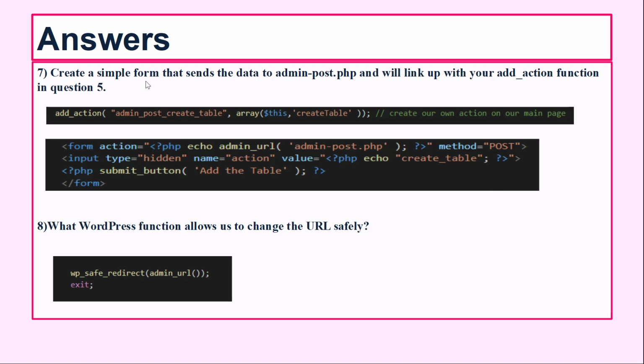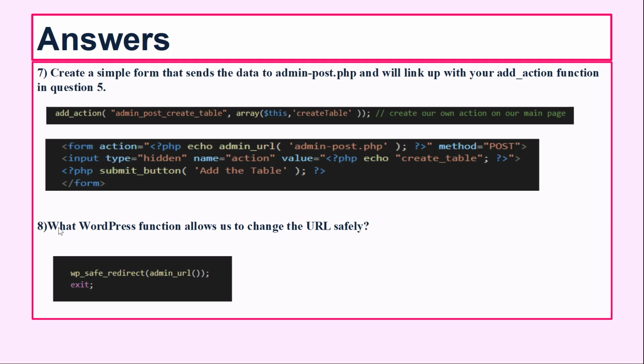So let's have a look here. If we create a simple form that sends the data to the admin post and it links up. So we've got our little form here. Importantly, we're echoing it to the admin post section, and then the value here is create table, and then you can label the button whatever you want. So what that means is when that's clicked, here matches up, so we have create table here, so _create table, this will be the same, and so when it's clicked, this method will be executed there.